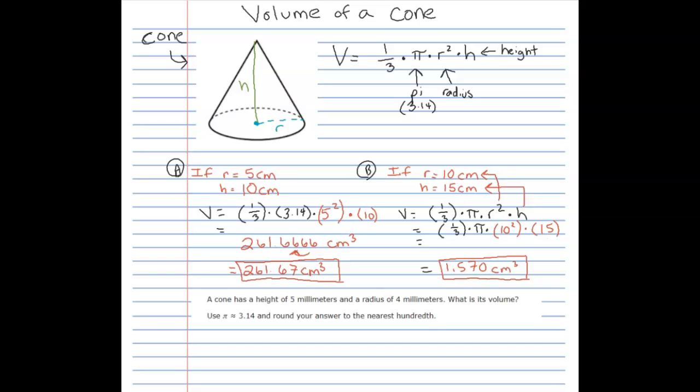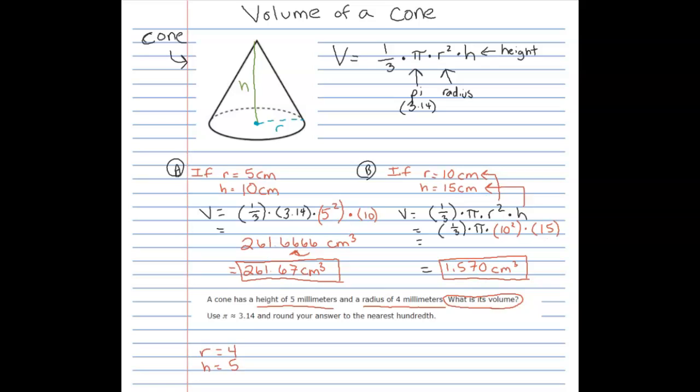Again, word problem. It's not the actual picture, but the good news is it flat out tells you what the radius and what the height are. So we know that the cone has a height of 5 millimeters and a radius of 4. We need to find the volume. So we know that the radius is 4. The height is 5. I am not going to worry about writing down the units here. I will be doing so at the end.